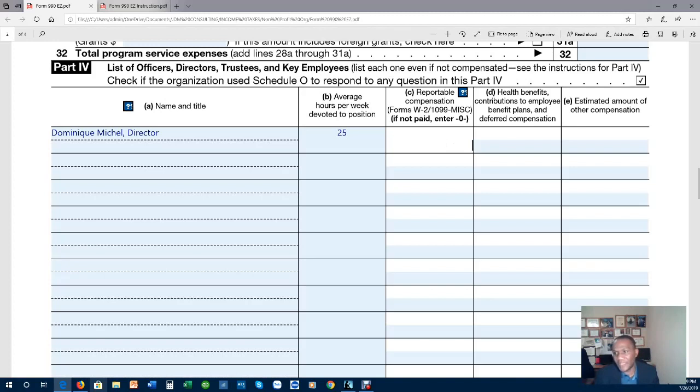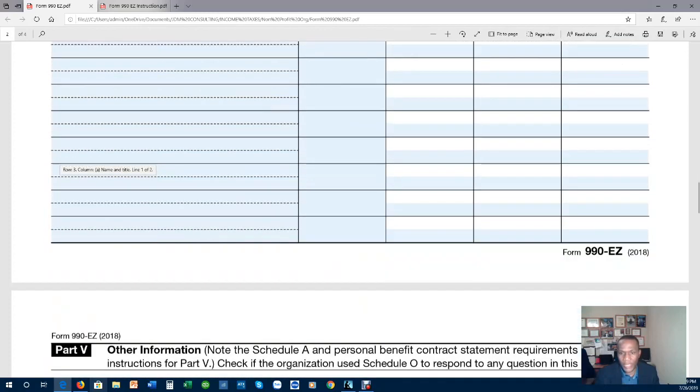Health benefits, contribution to employee benefit plan, and deferred compensation: how much was contributed to the officers', directors', or trustees' benefit plan or deferred compensation. Estimated amount of other compensation: what other compensation the officer or employee received from the organization. And you will enter this here for each involved party.